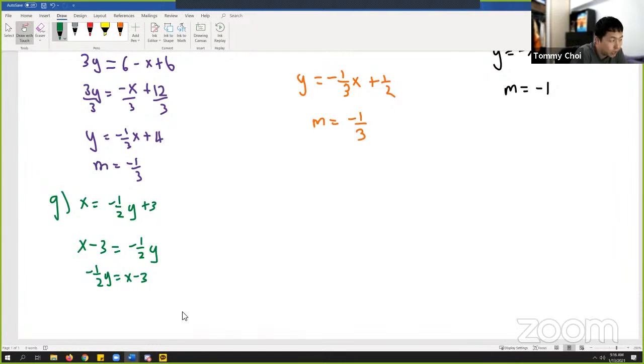So once we have that, we have to get rid of the negative 1 over 2. Dividing by negative 1 over 2 is the same thing as multiplying by negative 2, right? Remember, dividing by a fraction is the same thing as multiplying the reciprocal, multiplying the flip of the fraction. So this actually becomes this. And to end it off, you'll get this.